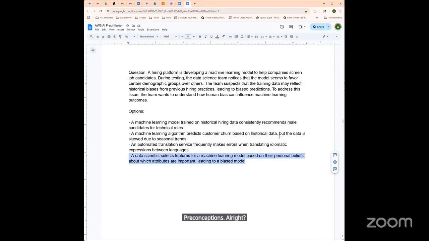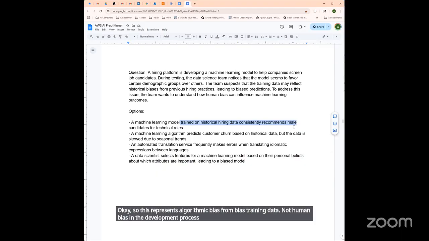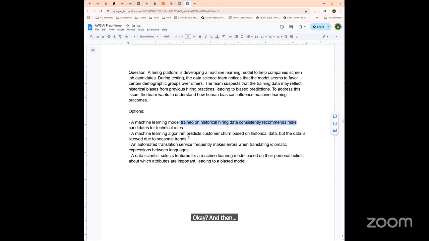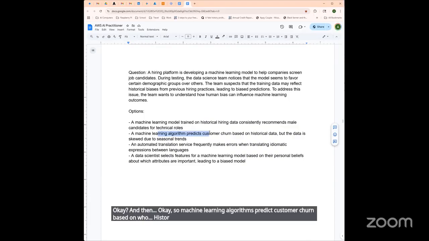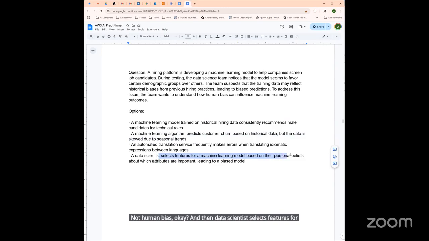Why are the other ones incorrect? So, trained on historical hiring data. Okay. So, this represents algorithmic bias from biased training data, not human bias in the development process. And then, machine learning algorithms predict customer churn based on historical data. This describes data skew due to temporal patterns, not human bias. And then data scientist selects features for machine learning model based on personal beliefs. This is a tempting one.